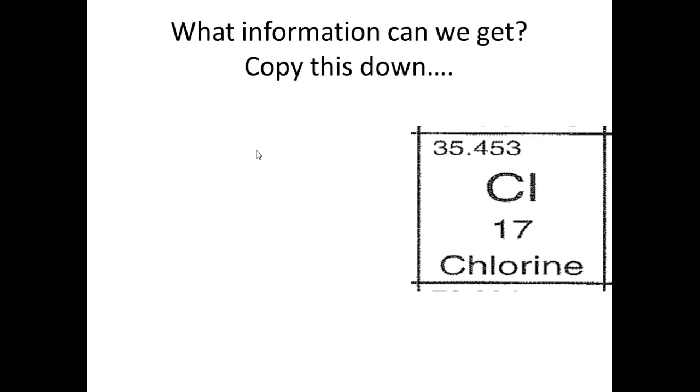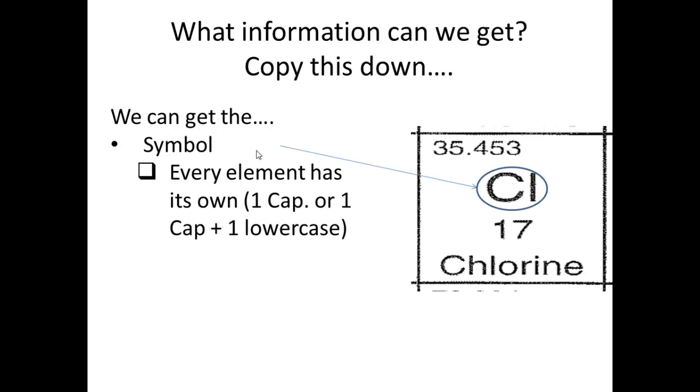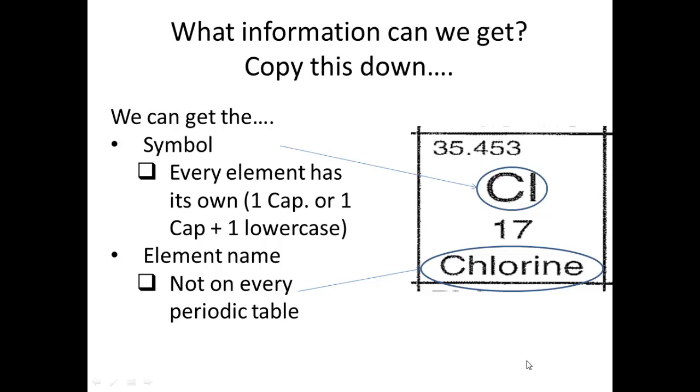Information that you should know about the periodic table, from our periodic table specifically, as there are other periodic tables. You can get the symbol and the name. Every element has its own symbol. It's either one capital letter or one capital and one lowercase. I'll talk about cobalt and carbon monoxide right now while you guys are copying this. Not all periodic tables have the element name on them. Some of them just have the symbol.